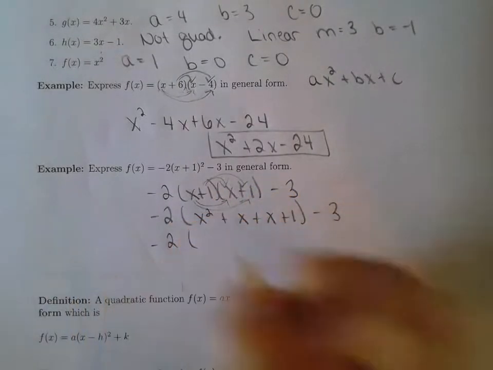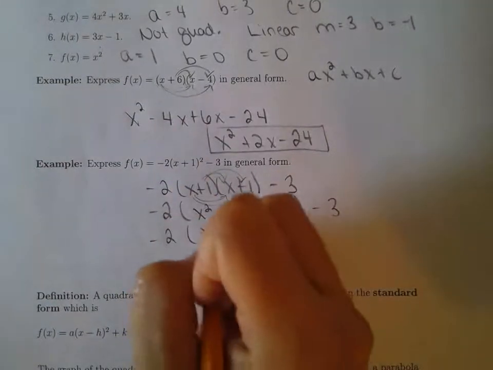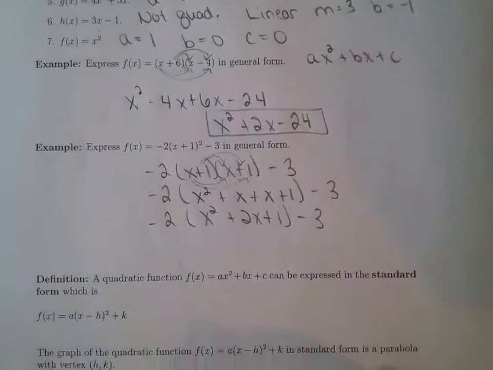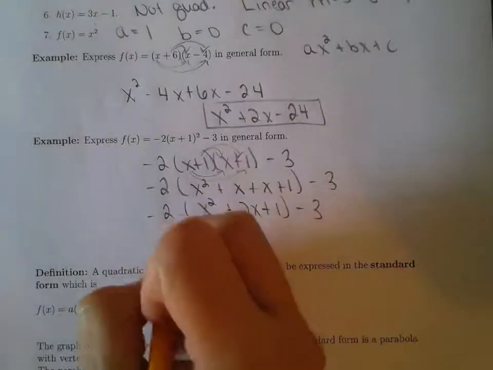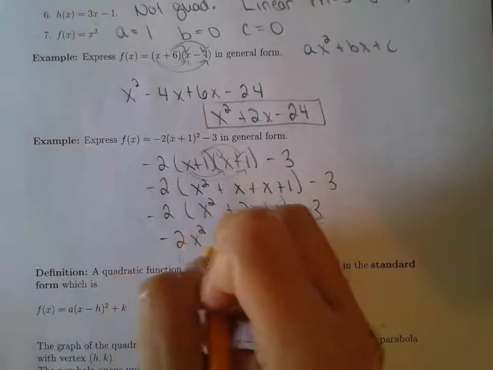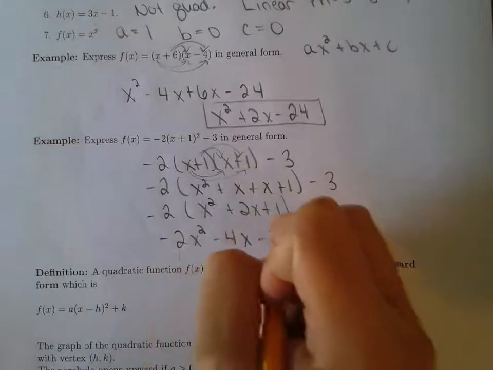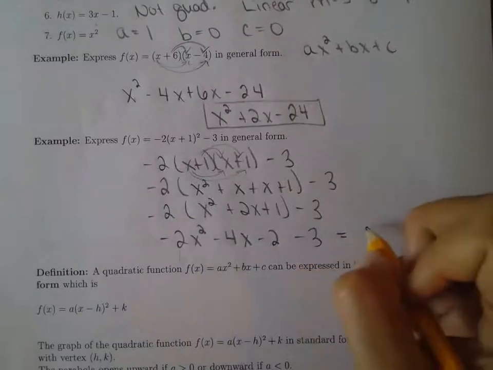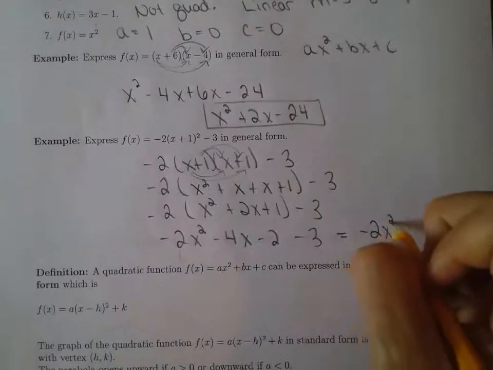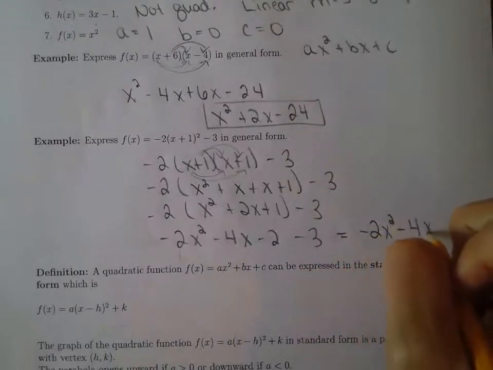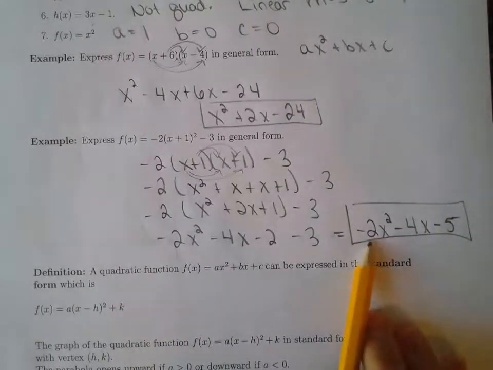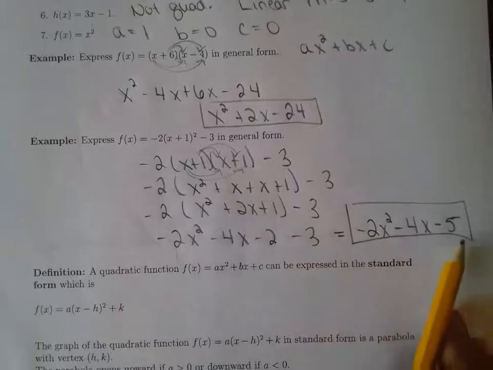So I'm going to simplify inside the parentheses. So this is x squared plus 2x plus 1, minus 3. Okay, order of operations here. Now we're going to do parentheses. So minus 2x squared minus 4x minus 2, and then we have a minus 3. So I'm going to write negative 2x squared minus 4x minus 5 as the simplified form. Now we have a would be negative 2, b negative 4, c negative 5.